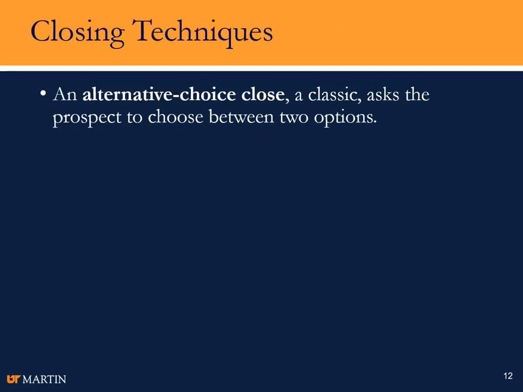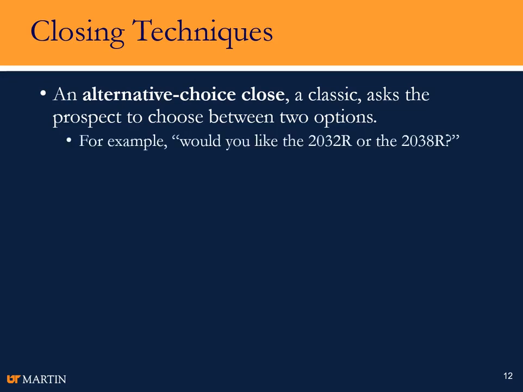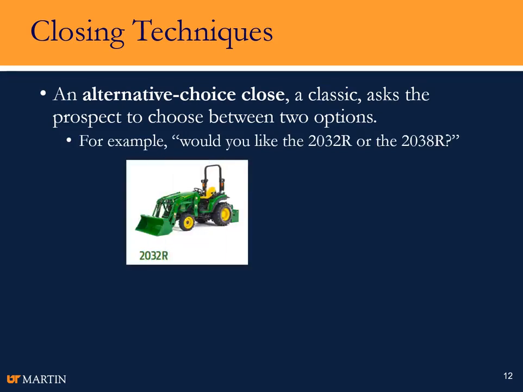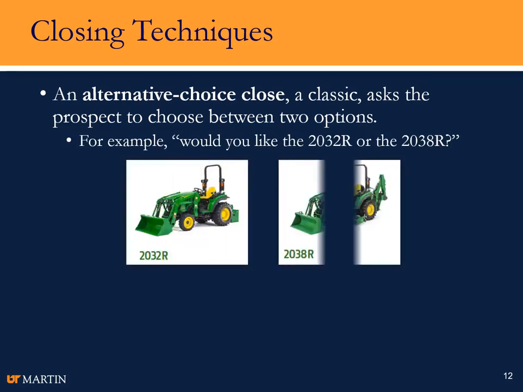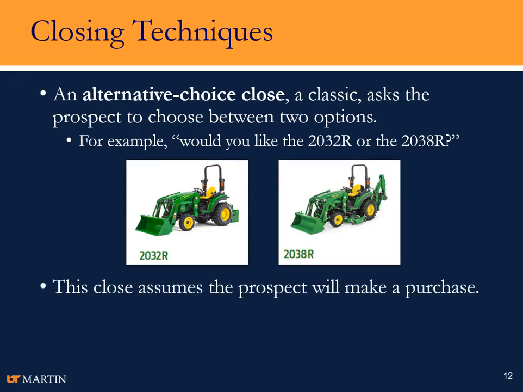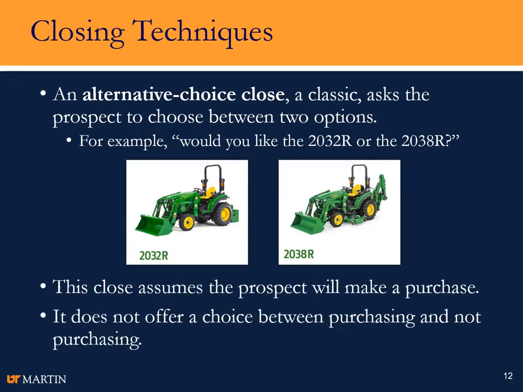The first is the alternative choice close. This is a classic, and it asks the prospect to choose between two or more options. So for example, would you like the 2032R or the 2038R? Two options that are available. They might be very close, but instead of asking the customer whether or not they're going to purchase the product, you're asking them which one they're going to buy. So you're assuming right off the bat that they're going to make a purchase, and you're just allowing them to choose between the two options. This is really useful because it doesn't give the customer the choice to say, no, I don't want to buy.